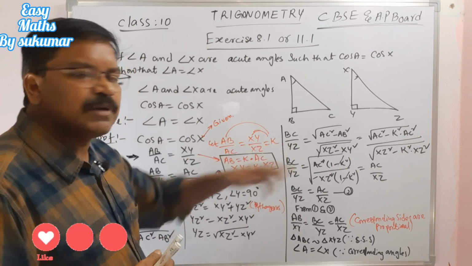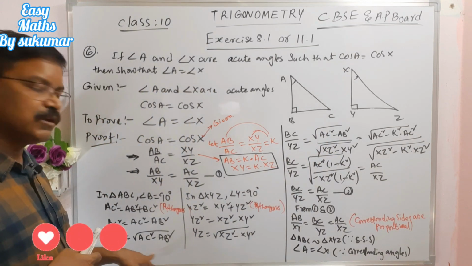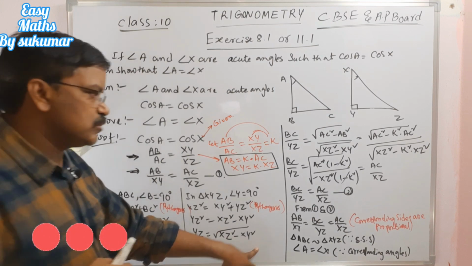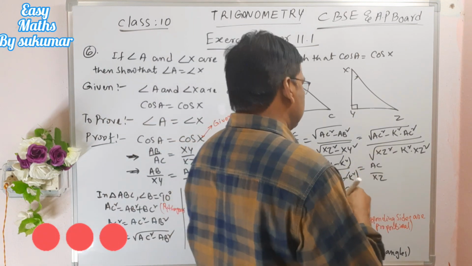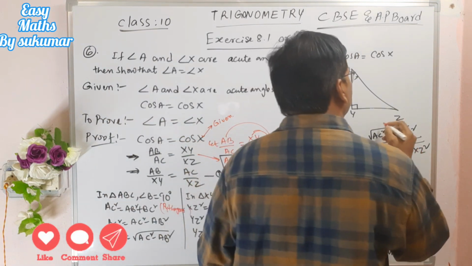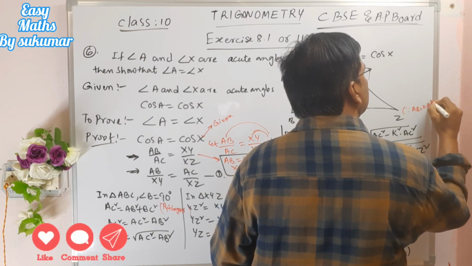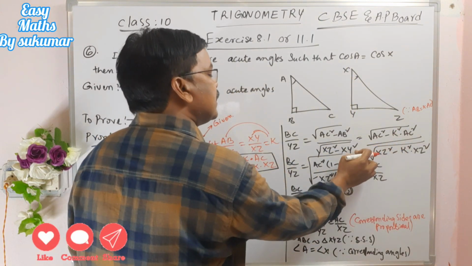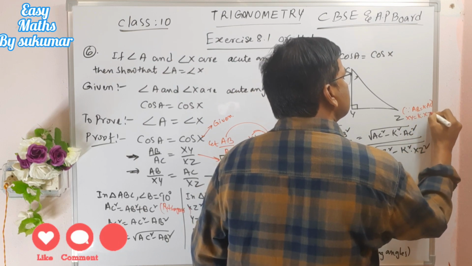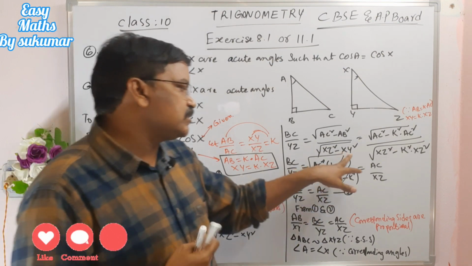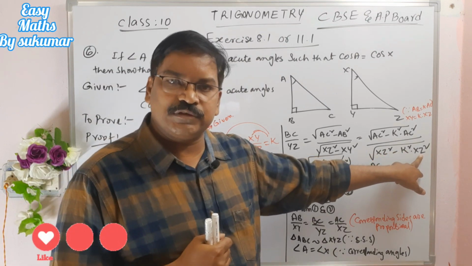Let us divide this BC by YZ. So that means BC means here root of AC square minus AB square. YZ means root of XZ square minus XY square. But this AB, what is there here? Since AB is equal to K times AC, and here this XY is equal to K times XZ. So my dear students, here instead of AB and XY, we substitute K times AC and K times XZ respectively.